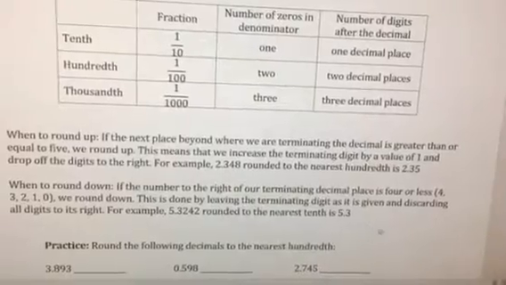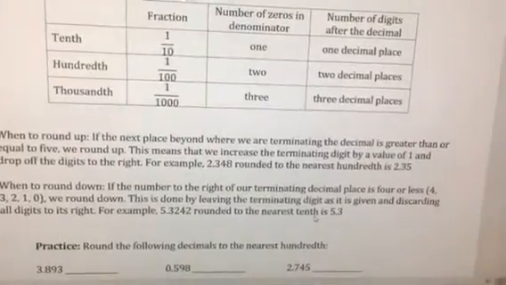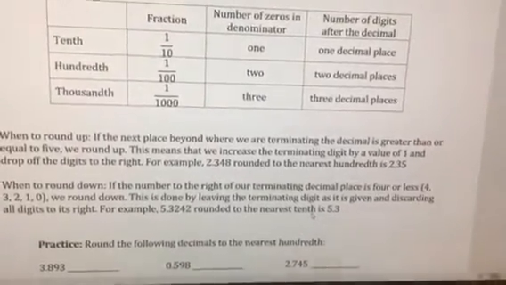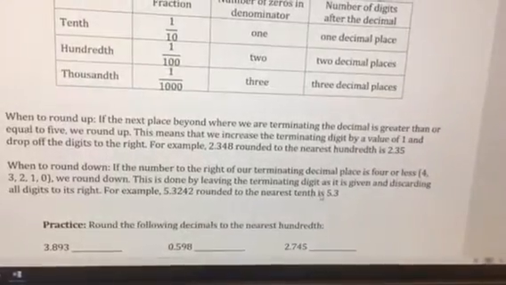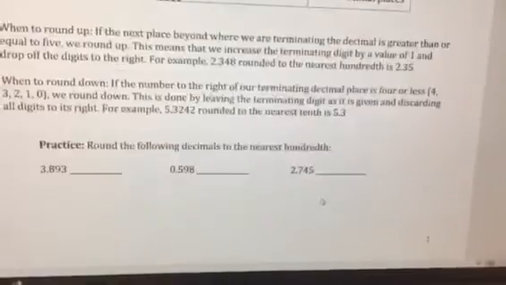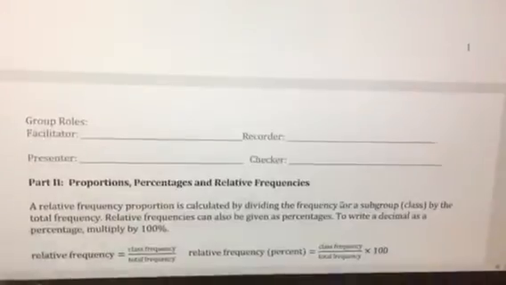That's my answer. So 5 or higher, round up. Below 5, do not round up. You just drop it off. So you're asked to do some practice problems there.